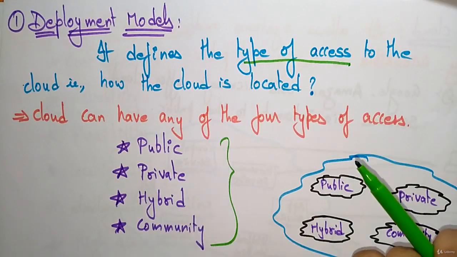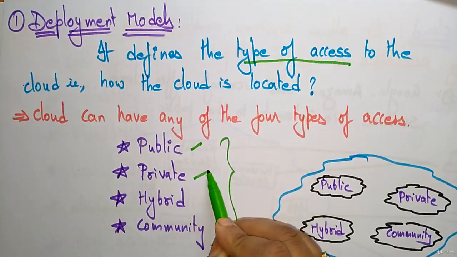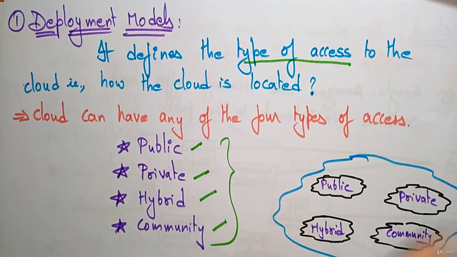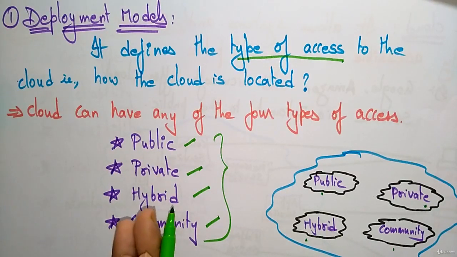So in the deployment model, a cloud can be accessed in any of the four types, whether it is a public cloud, private cloud, hybrid cloud, or community cloud. So there are a total of four types of access to the cloud. Let me explain what exactly these deployment models and these four types of clouds are, which are used by the users to access the cloud. Okay.